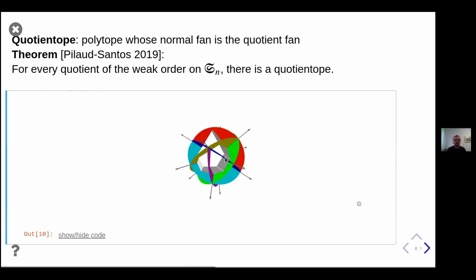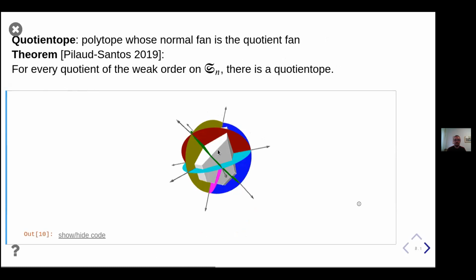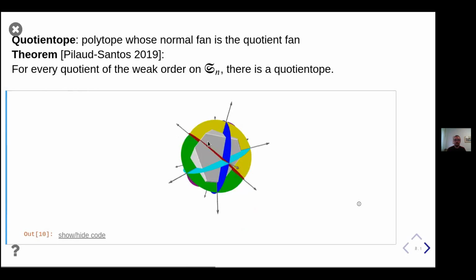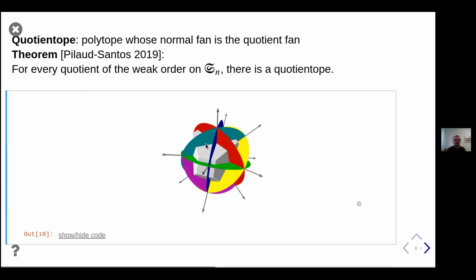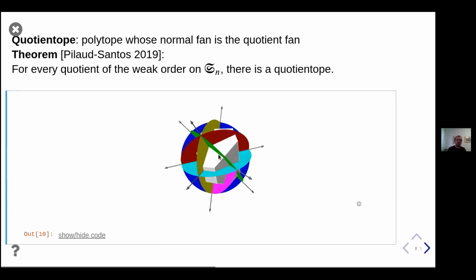So this is an example of a quotient tope for the lattice quotient and the quotient fan we just saw. You see here, this is where 8 and 9 were glued. Now there's just a single vertex in that region. Again, this quotient tope has the property that its normal fan is equal to that quotient fan. But the construction of Pilaud and Santos is rather technical, and it does not generalize easily to other arrangements. So we asked ourselves, is there a better way to construct quotient topes?